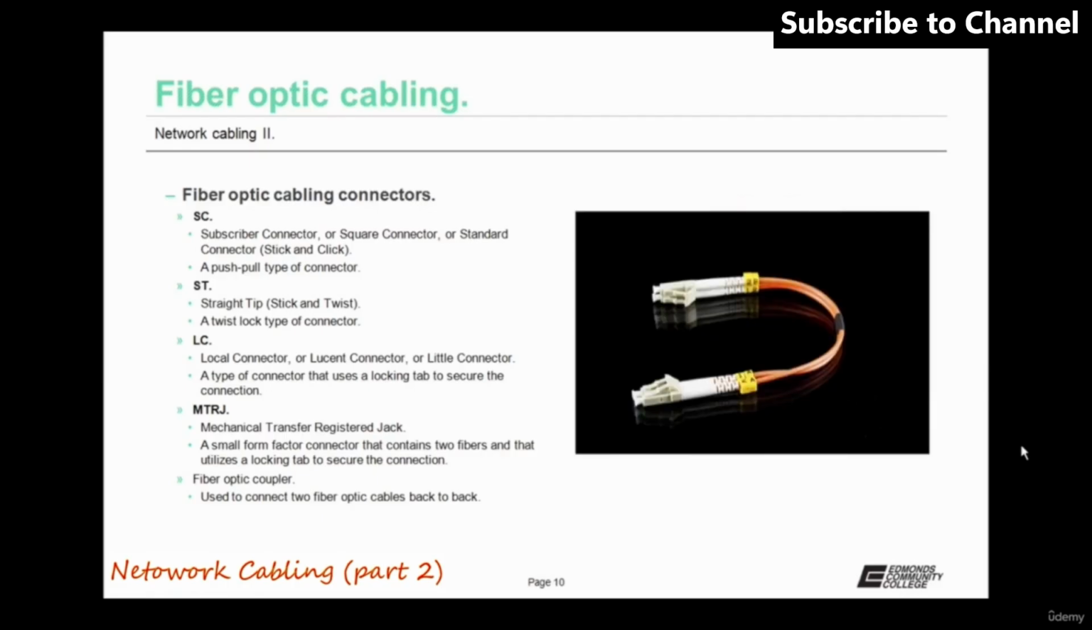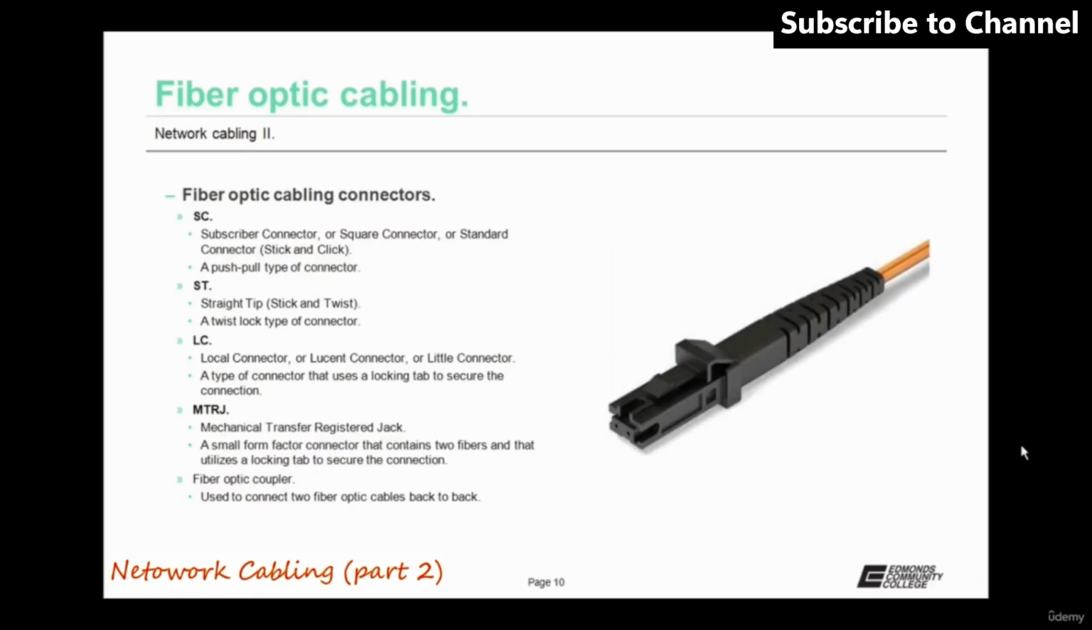There is also the LC, which can be called the local connector or Lucent connector or little connector. It's a type of connector that uses a locking tab to secure the connection. Similar to the LC is the MTRJ, the Mechanical Transfer Registered Jack. It's a small form factor connector that contains 2 fibers and that also utilizes a locking tab to secure the connection. You might also find a fiber optic coupler. Guess what it does? It's used to connect 2 fiber optic cables back to back.